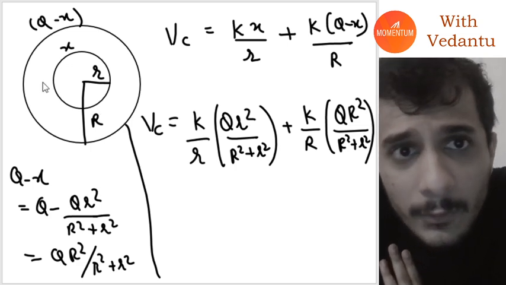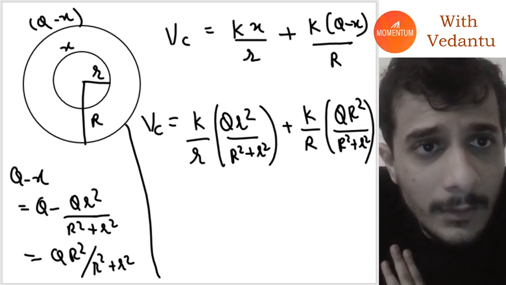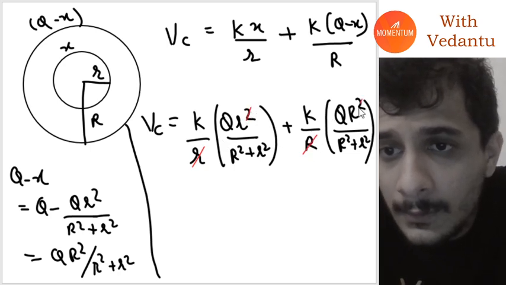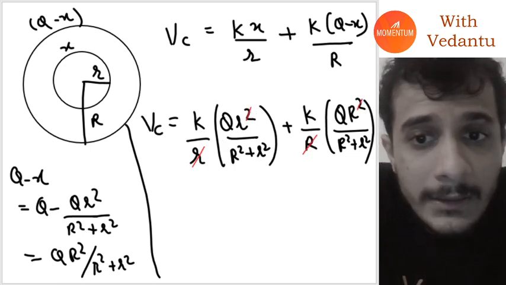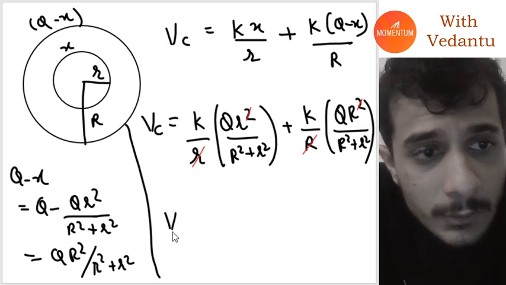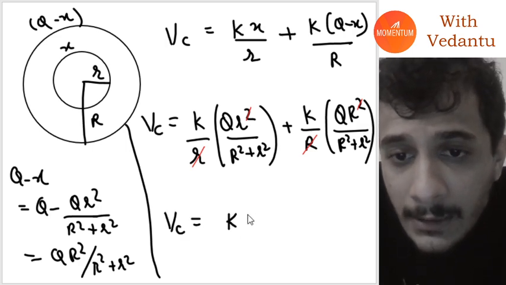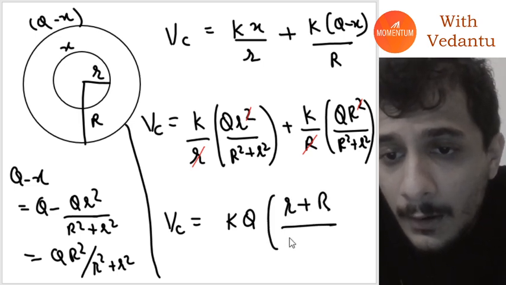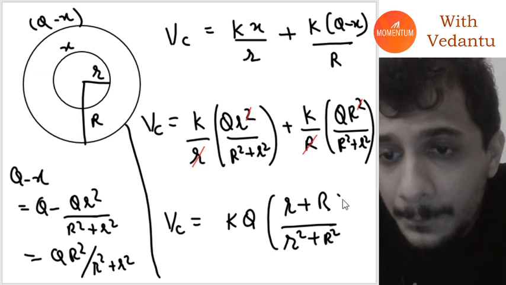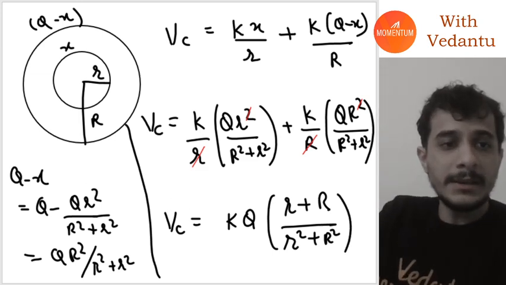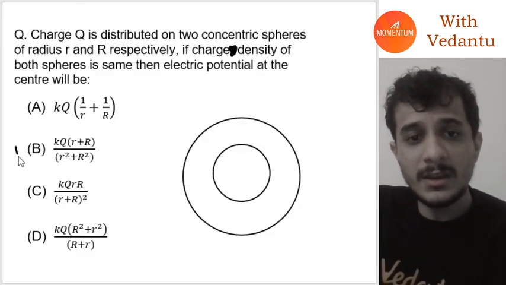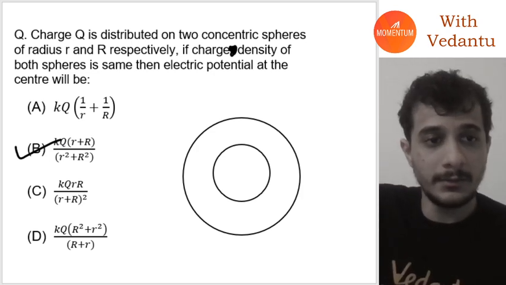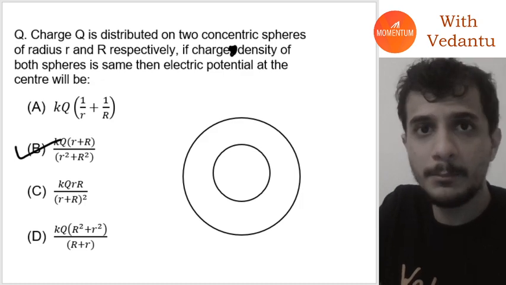Now if you see here, guys, some things will get cancelled out. This r will get cancelled out with this r square, and this R will get cancelled out with this R square. I can take kq common, and you get Vc is equal to kq into r plus R upon r square plus R square. Super duper easy, guys. That will just be option B. I hope everybody understood, guys.